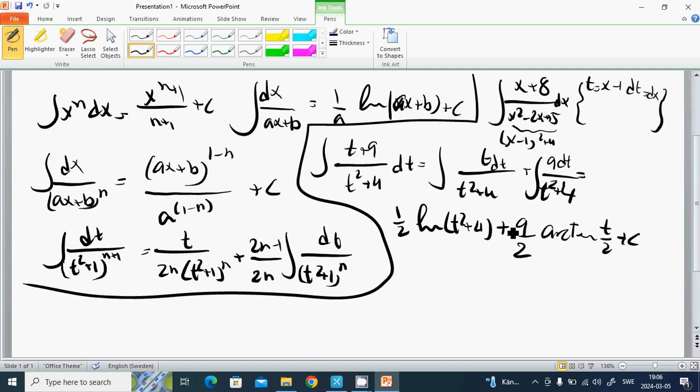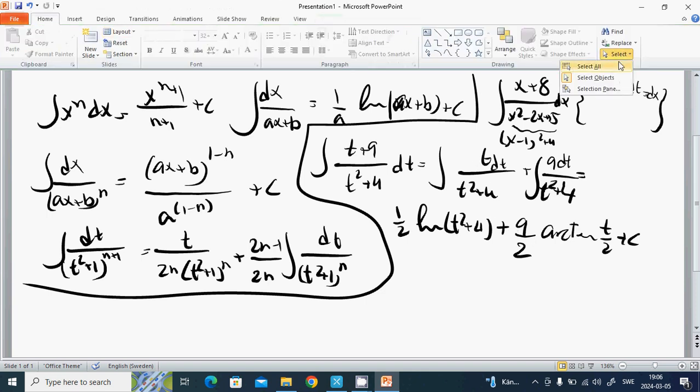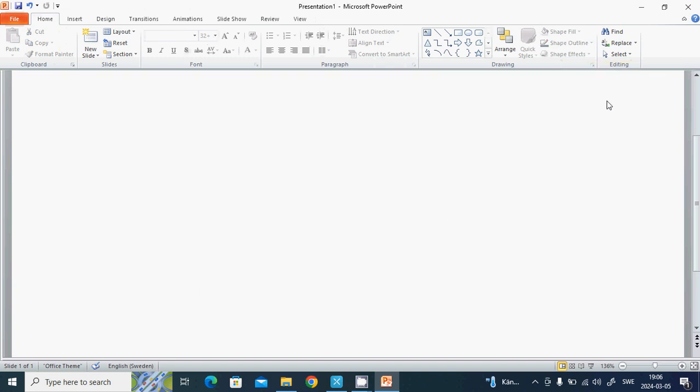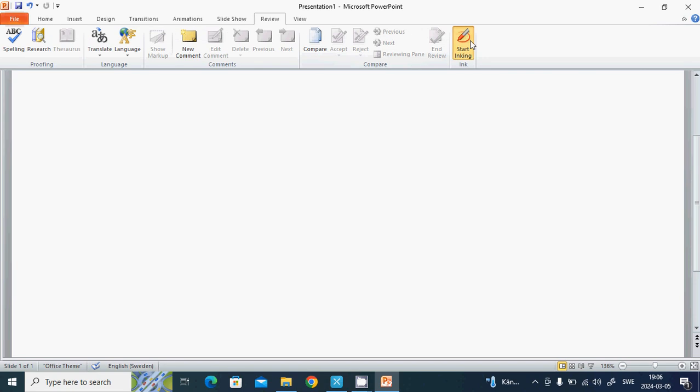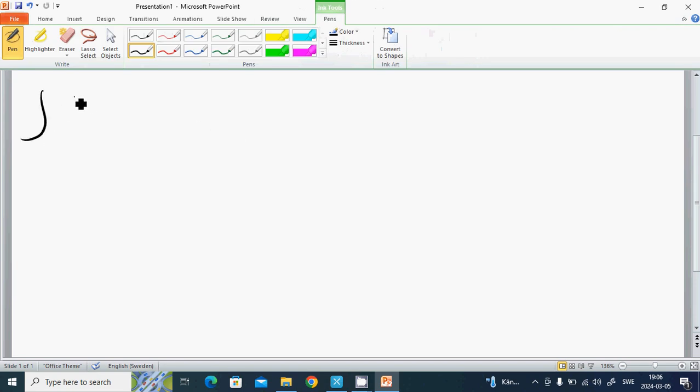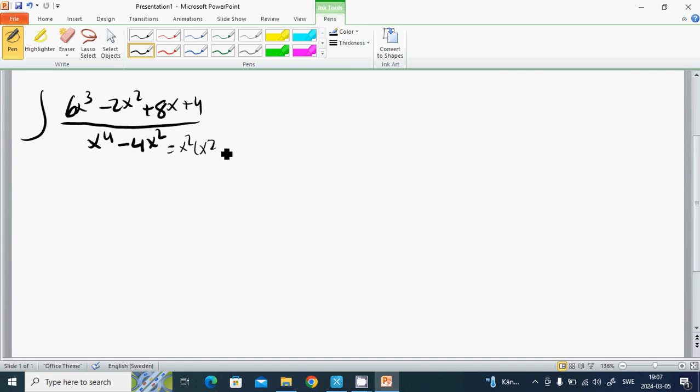We have a very good example; we are going through one example to understand the method very well, and it is the integral of (6x^3 minus 2x^2 plus 8x plus 4) divided by (x^4 minus 4x^2), and the denominator equals x^2 (x^2 minus 4).